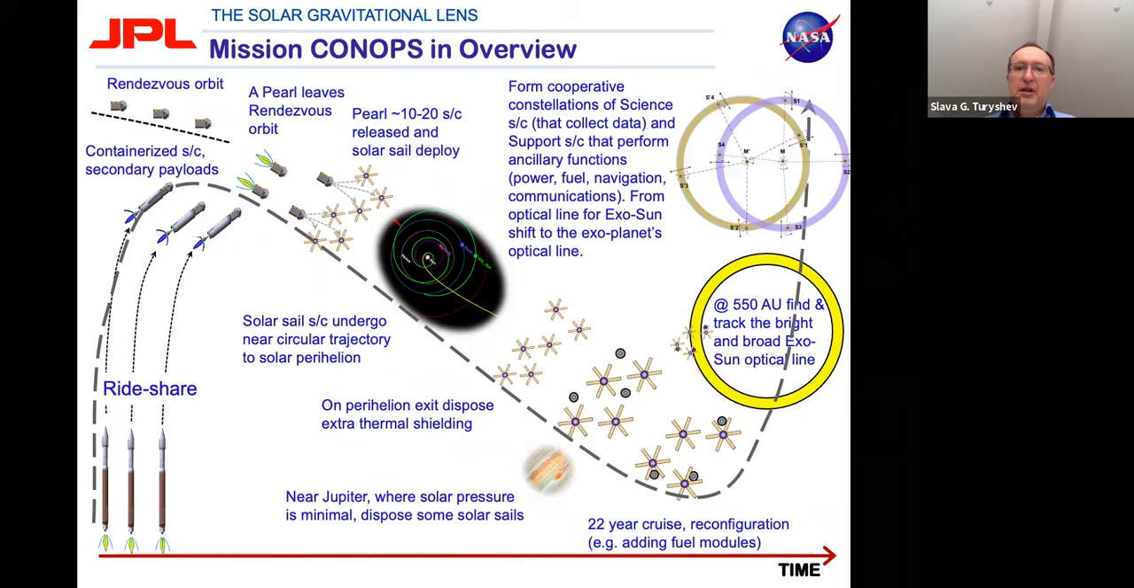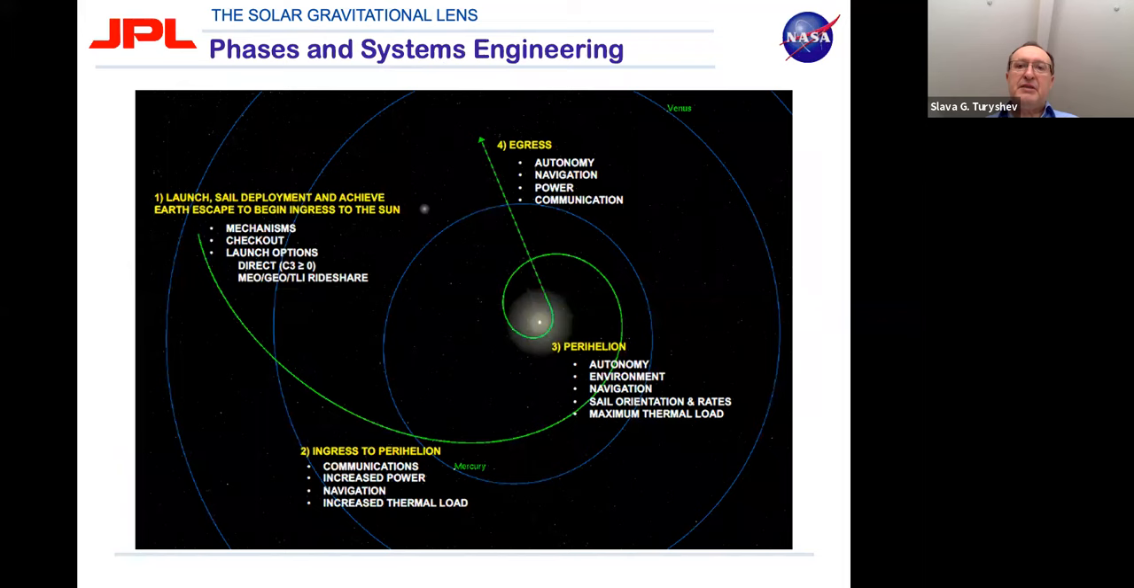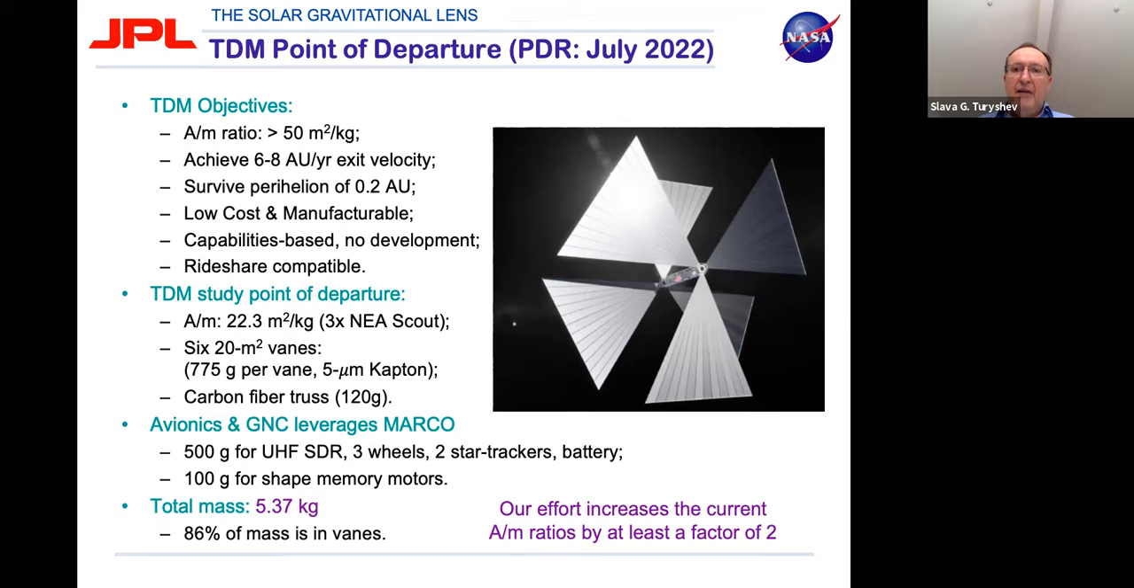So this is the concept, and I will not go into details, but what we are developing now is the technology demonstration mission that we will demonstrate within our phase three approach. This is our vehicle that we already built, the prototype of this vehicle. We will achieve an area to mass ratio of roughly 50 meters squared per kilogram. This vehicle will be able to achieve velocities of 6 to 8 astronomical units per year. The total mass of that vehicle today we estimate at roughly 6 kilograms. So this technology demonstration mission will be able to fly a payload of roughly 1 kilogram, and it will be able to reach those high velocities.